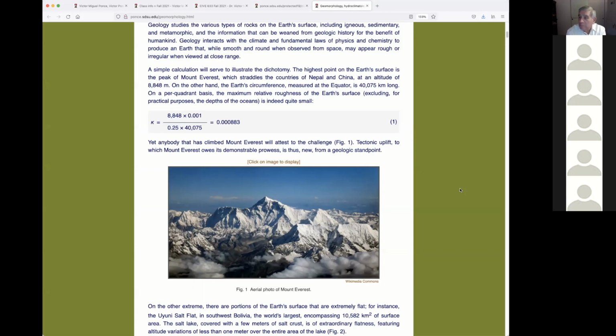The answer is ping pong ball. The Earth is very, very smooth. I've done a calculation here to show the roughness of the Earth in equation 1. There are very few equations in this paper, and that's why it's so readable. I took the height of Everest, converted it to meters, 8,848 meters.